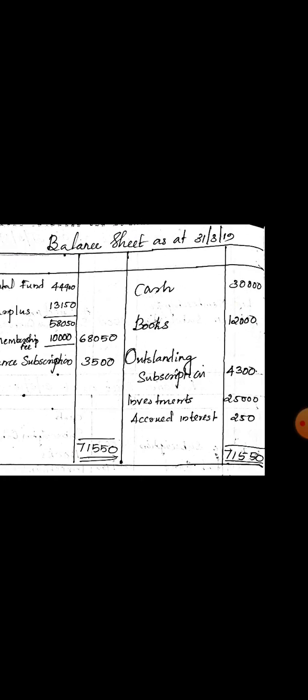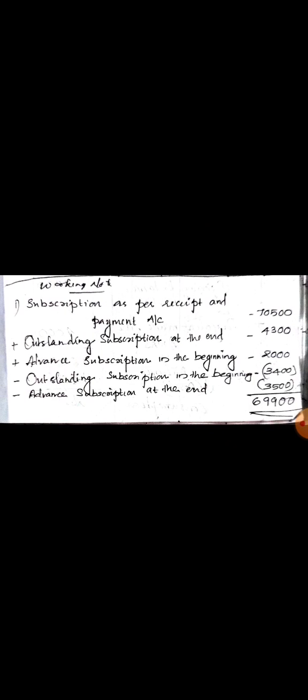Subscription is an income. Subscription as per receipt and payment account is 70,500. Advance subscriptions and outstanding subscriptions are given in the adjustment. So, calculation of subscription that is to be credited to income and expenditure account. Subscription as per receipt and payment account 70,500.